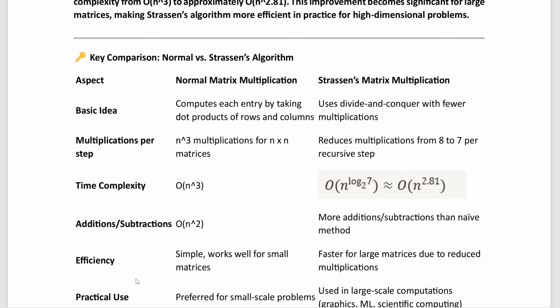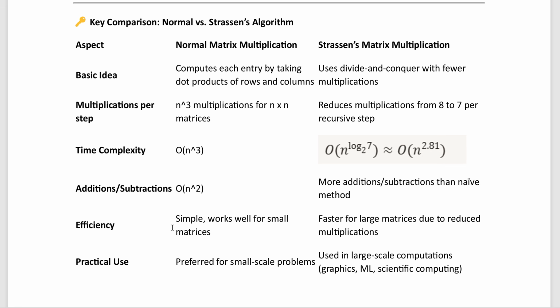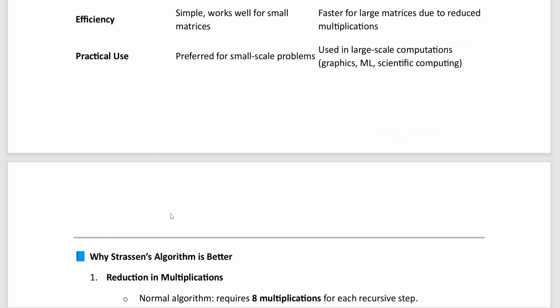As far as efficiency is concerned, the normal or naive matrix multiplication method is simple and works well for small matrices, whereas Strassen's matrix multiplication is faster for larger matrices due to reduced multiplications. The naive method is preferred for small scale problems, whereas Strassen's is used in large scale computations like graphics, machine learning or scientific computing.